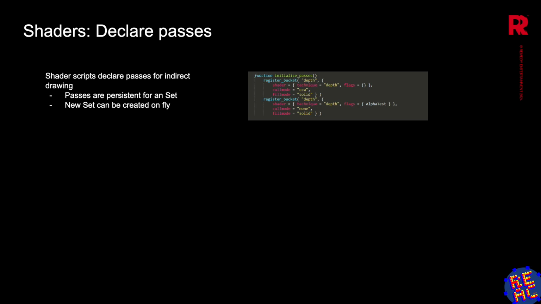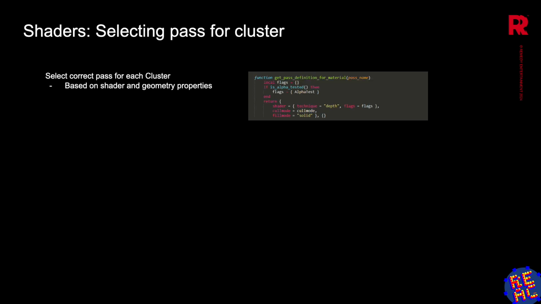Once we have passes set up, it's time to insert clusters into correct bucket in each pass. In order to assign geometry cluster into a bucket in pass, we again run Lua script. This time we read geometry and material properties of a cluster and determine again what kind of pipeline state is needed for drawing. If the requested pipeline state doesn't match to anything that was earlier registered, we raise an error as the setup is invalid and the cluster cannot be drawn.